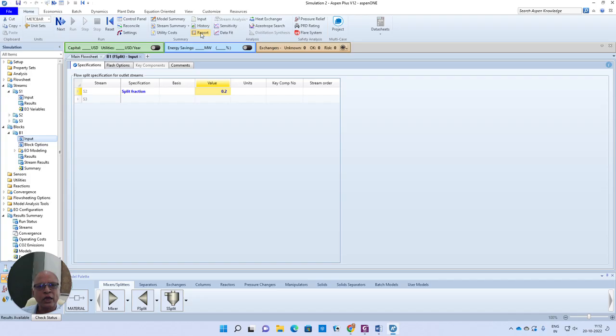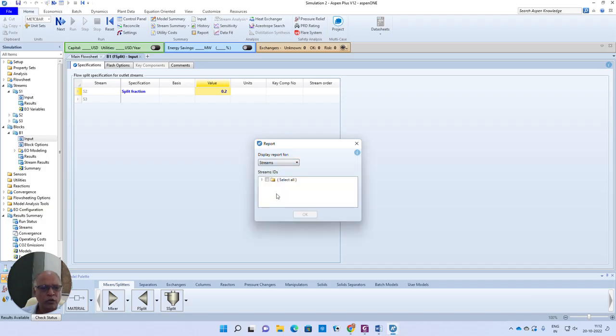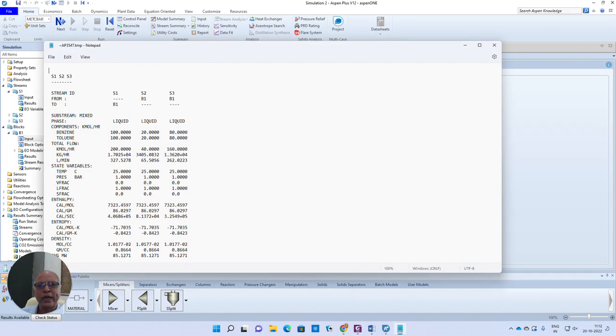And the other way is you can click on this report. You choose whatever you want, block, streams. So all the streams or only one stream, you choose accordingly. So the report will be generated in a notepad format which can be saved and printed or kept for some reference for further use. It's up to you.